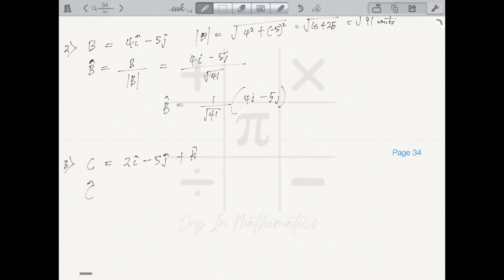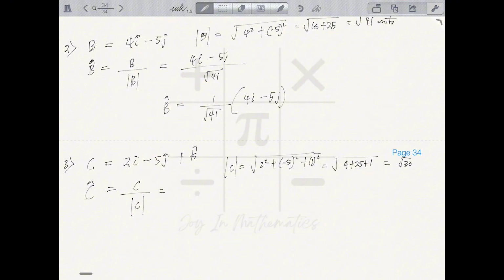The unit vector of C therefore will be equal to the vector C itself divided by the modulus of C. Now this means that the vector itself is 2i minus 5j plus k, and then the modulus of C, which we'll have to evaluate, will be equal to the square root of 2 squared plus minus 5 squared plus 1 squared. With that simplified, we have the square root of 4 plus 25 plus 1, which will be equal to root 30.